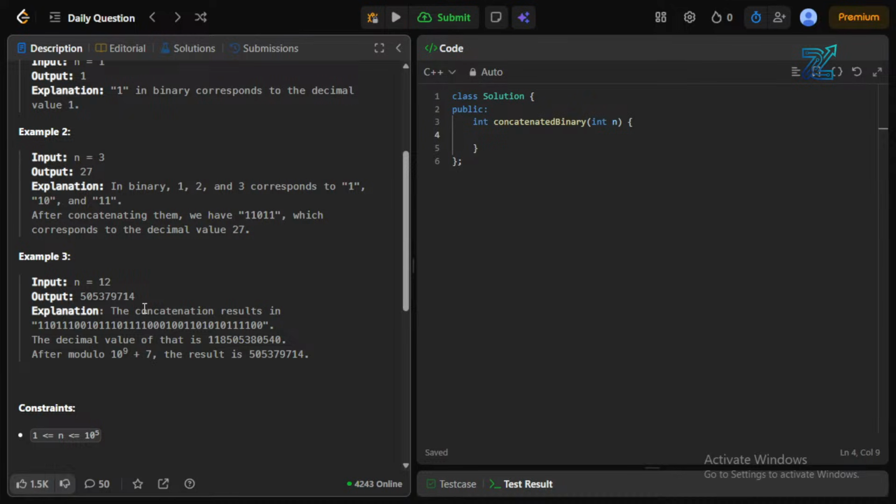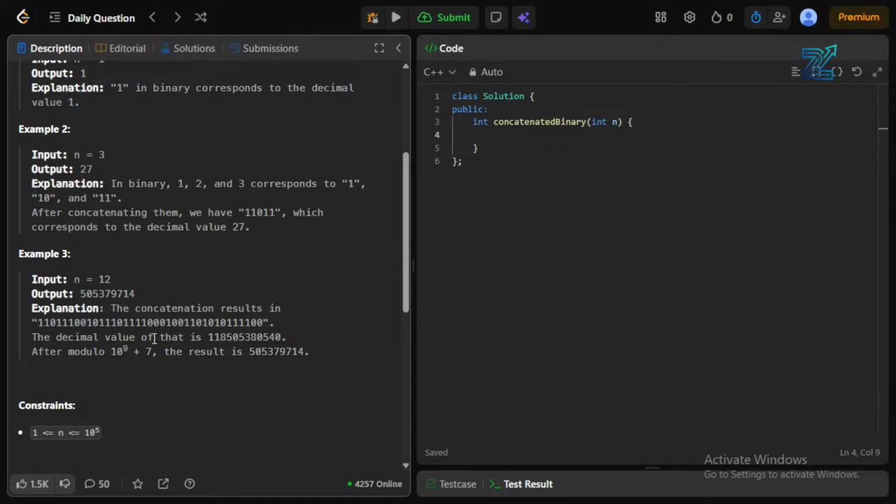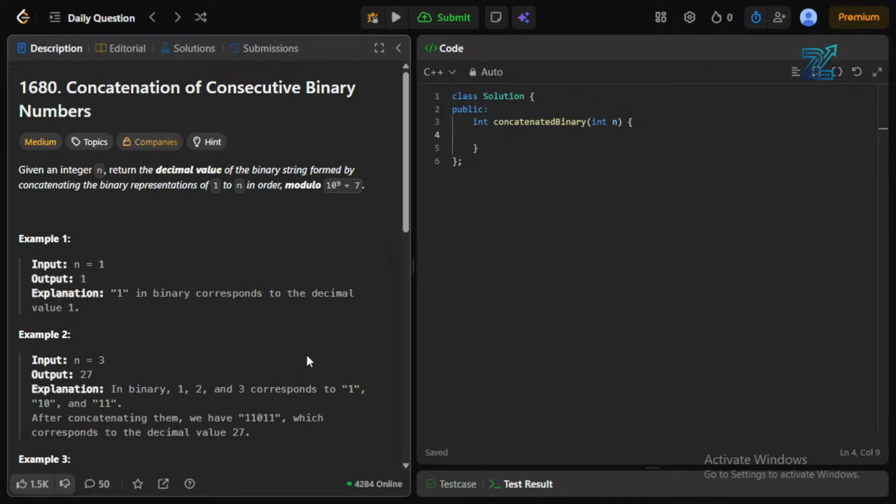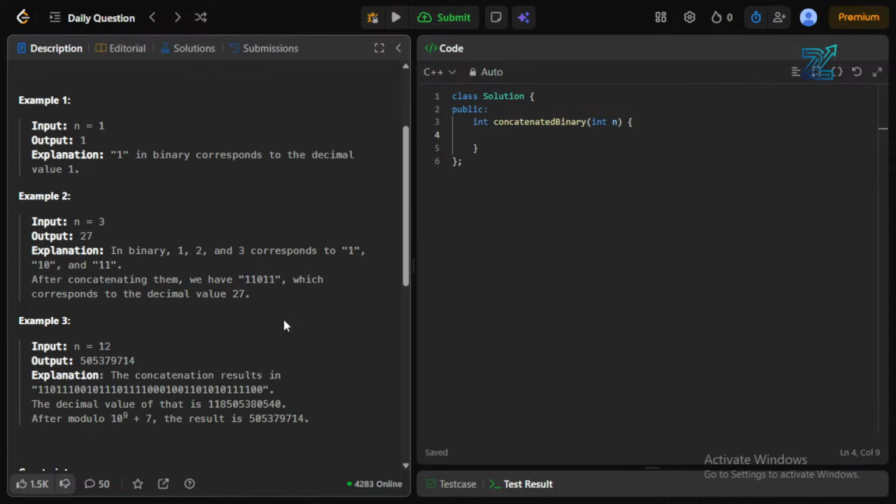So this is the concatenation of binary values from 1 to 12. If we convert it into a decimal value, it would be 118505380540. So this is the decimal value of that binary number. After the modulo of 10 to the power 9 plus 7, the result will be 505379714. So this is the explanation of this question. I hope you understood how the answer is coming and how the logic is working here. Now we will write the code line by line for this problem and explain it, okay?